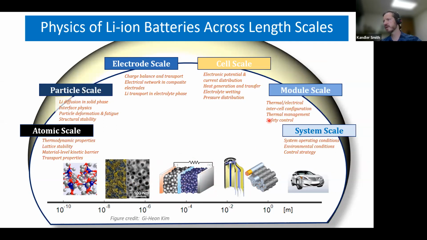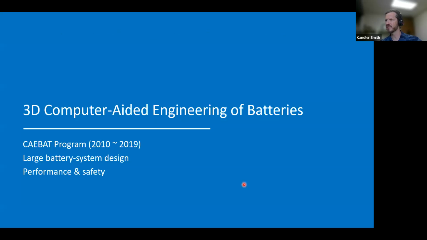And then at the cell scale, some of the issues that come up are things like the distribution of temperature and the distribution of electronic potential, and I'll talk more about that. And then at the system scale, I think you're well aware of a lot of the systems level issues. So I wanted to give you a little bit of history.